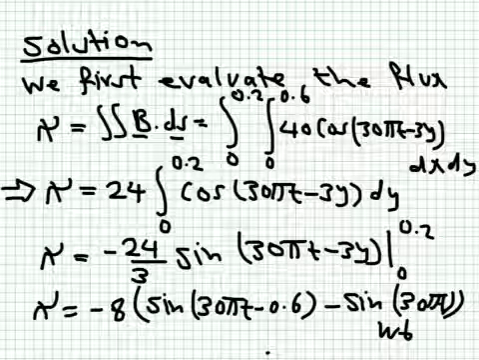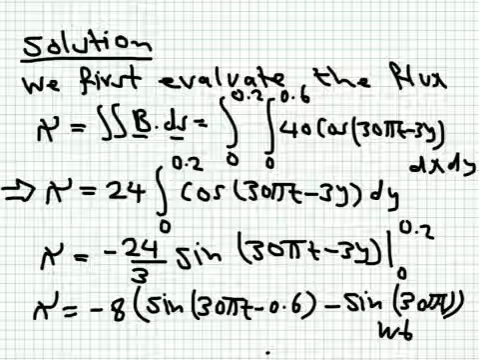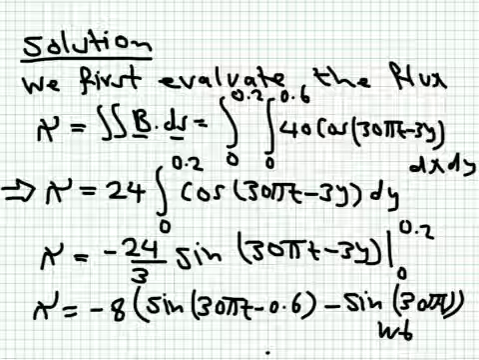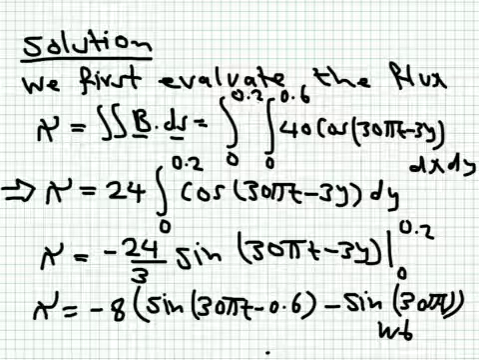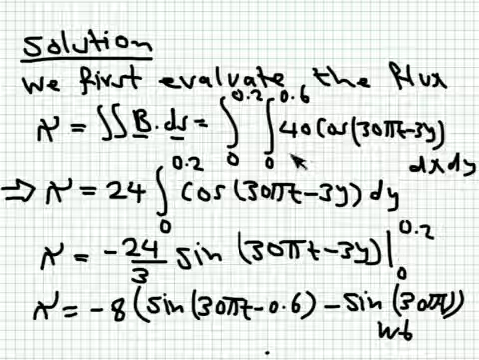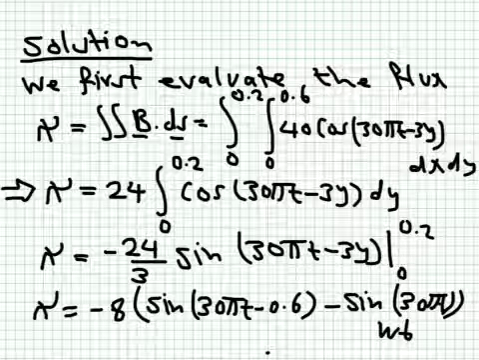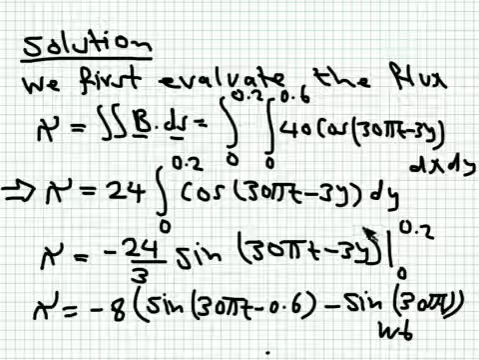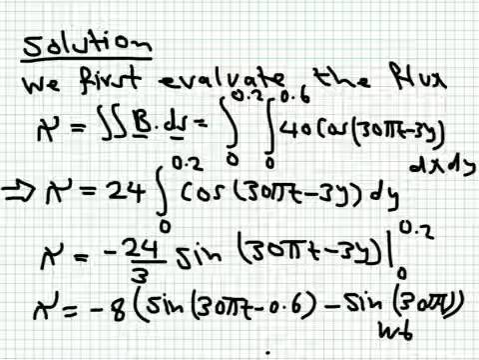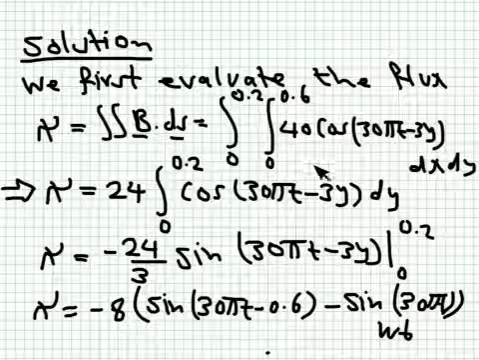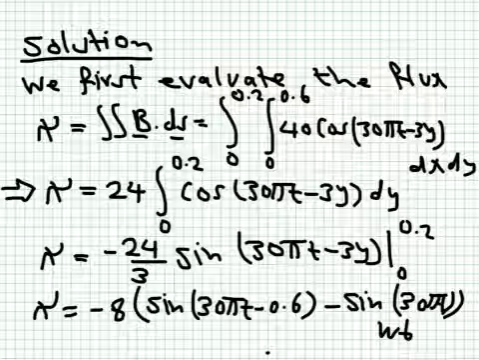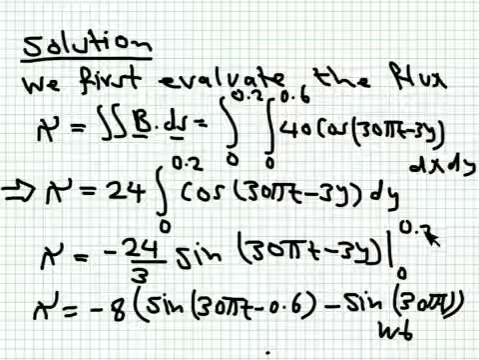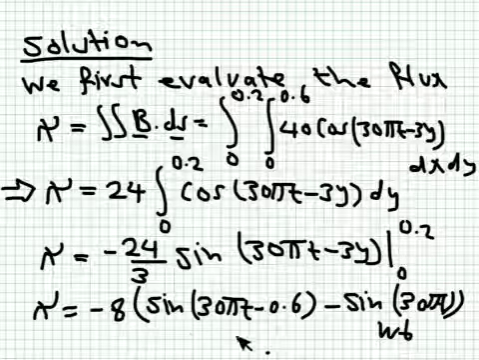So as I said, first let's calculate the flux. The flux is equal to the integral of B dot dS. We are integrating over a rectangular coil from 0 to 0.6 over x, and from 0 to 0.2 over y. But the integral over x is not a problem because the field is not a function of x, so I can simply multiply 40 by 0.6. This will give me 24. I have to integrate this term relative to y. The integral of the cosine will give us sine, and then we have to divide by minus 3 because we're integrating relative to y. This will give us minus 24 over 3 multiplied by the sine. Put the upper limit minus the lower limit. You have this expression here for the flux.